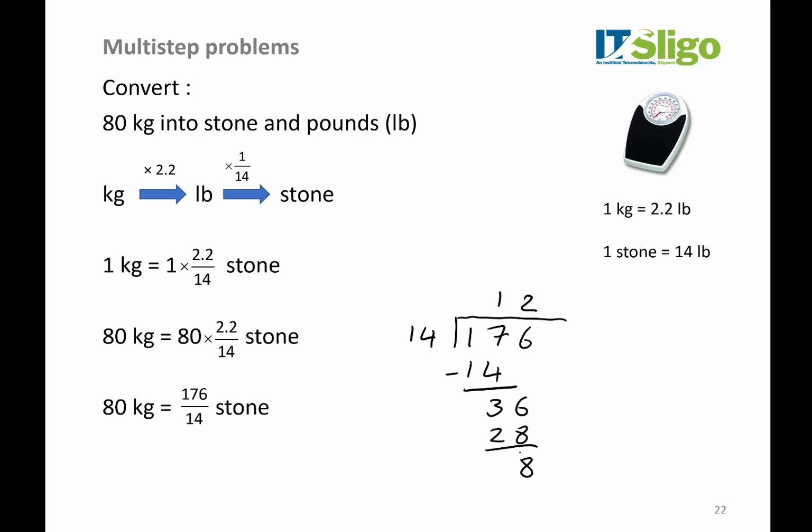And this is actually our answer, guys, even though you probably don't realize that our answer is now looking at us. We have 80 kilos is 12 stone and 8 pounds left over. And there's our answer.